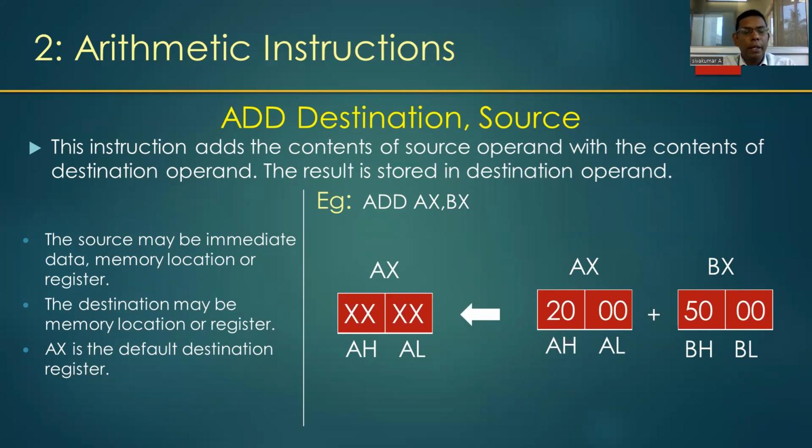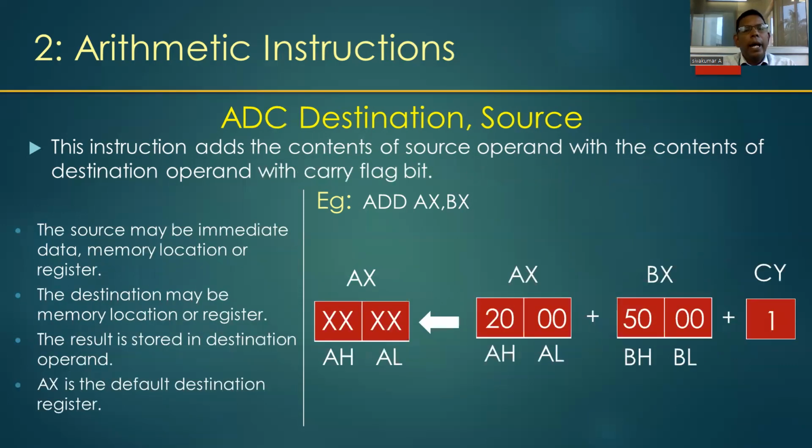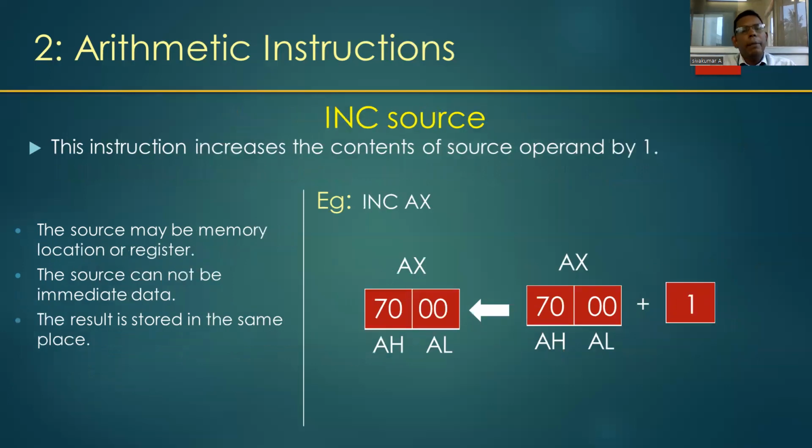AX is the default destination register, but not necessarily; you can use any register. So the contents of AX and BX will be added, and the result will be stored in the AX register. Then add with carry. This instruction adds the content of the source and the content of the destination with the carry flag. After executing that instruction, the result will be 5000 plus 1, that is 5001. Then the increment instruction. Increment source is the format.